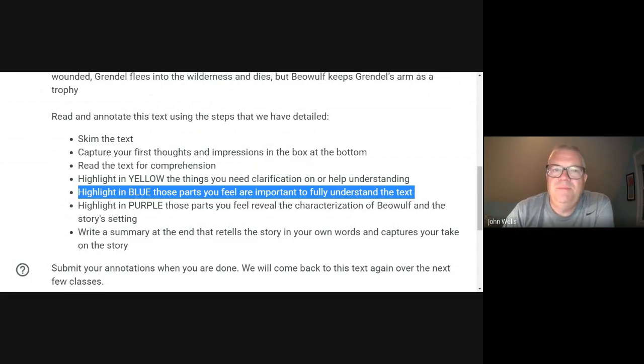If you highlight something in blue and then later you say, oh, that could be purple too, you can underline it or circle it with the other color. It's fine. So you'd recognize that it would be both.